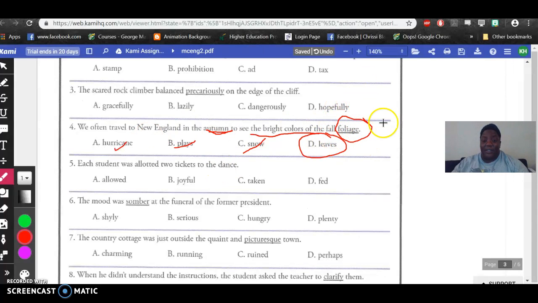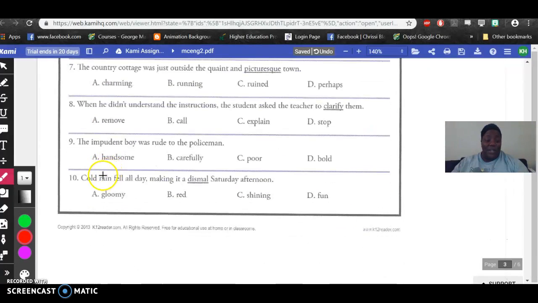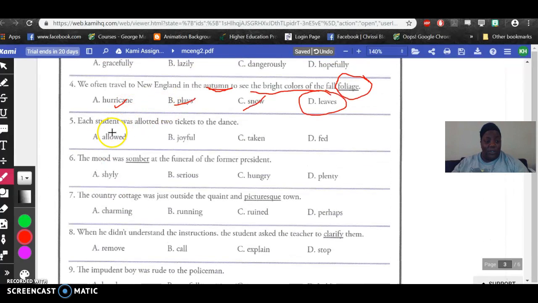Foliage is another way of saying leaves that are on a tree. Okay? So we often travel to New England in the autumn to see the bright colors of the fall foliage, fall leaves. Because that's the reason why we call it fall. Because leaves are falling off the tree. Right? So 5 through 10, you can try on your own.